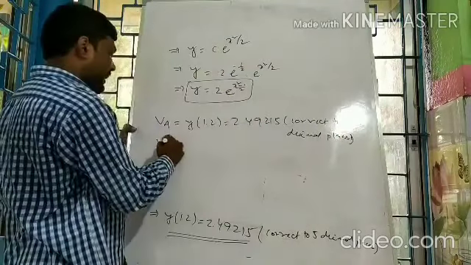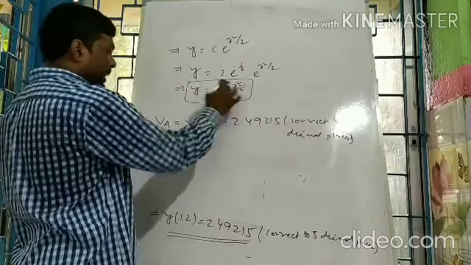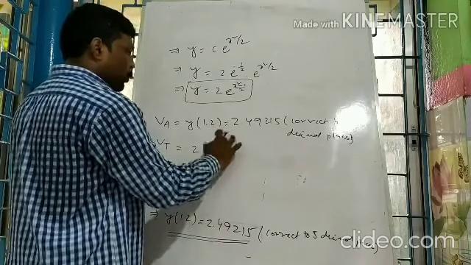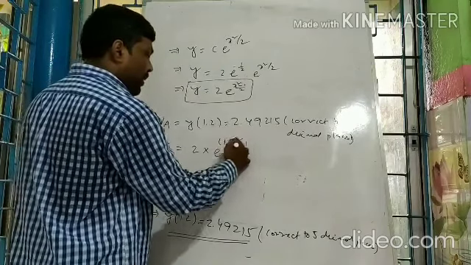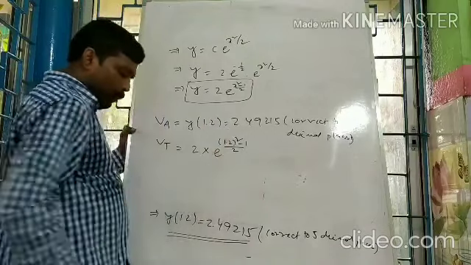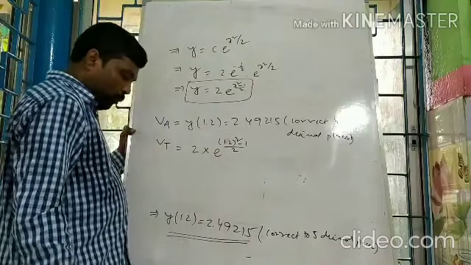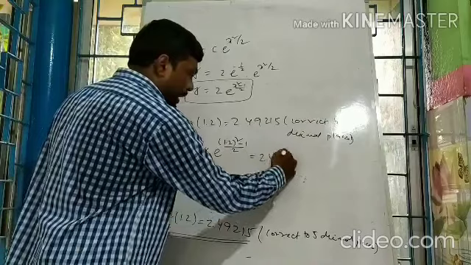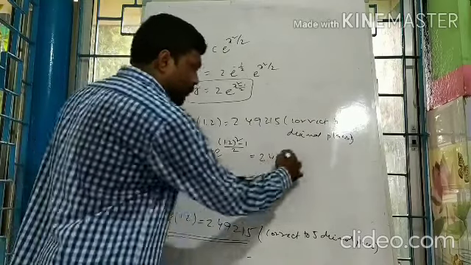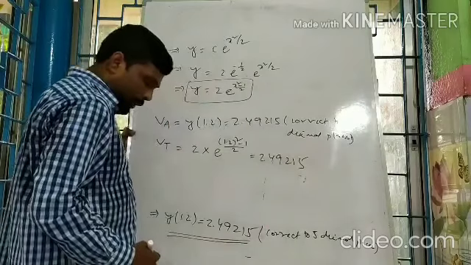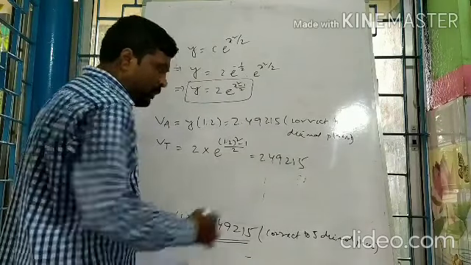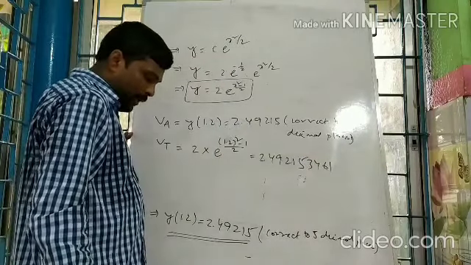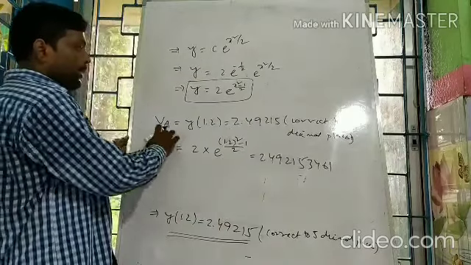Now the exact value: just put x equals 1.2 here. So 2 into e to the power ((1.2) whole square minus 1) by 2. Just simplify. This is 2.4921553461. Okay, this is the exact value and this is the approximate value, 2.49215.